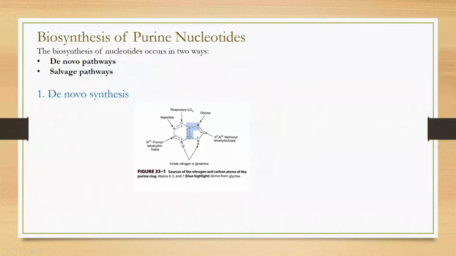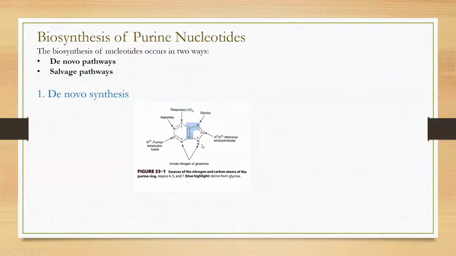The nitrogen atoms at the third and ninth positions are contributed by the glutamine amide nitrogen. C4, C5 and N7 are contributed by the amino acid glycine, and finally C6 originates from respiratory carbon dioxide or bicarbonate. So these are the different contributions of amino acids and atoms to the purine skeleton.